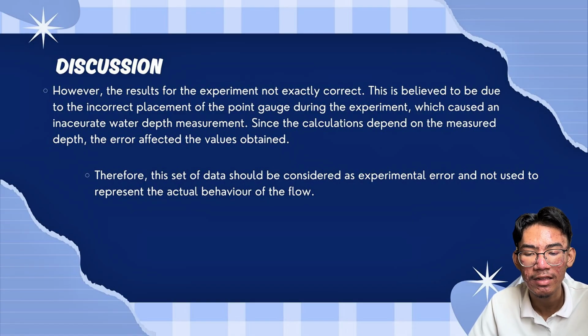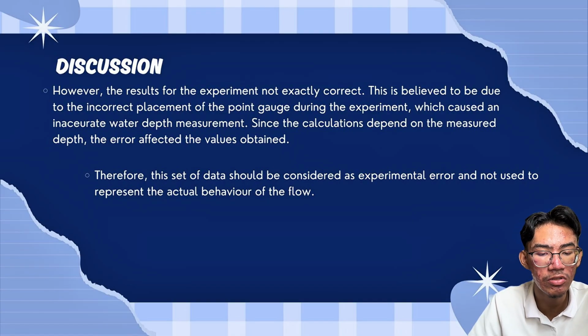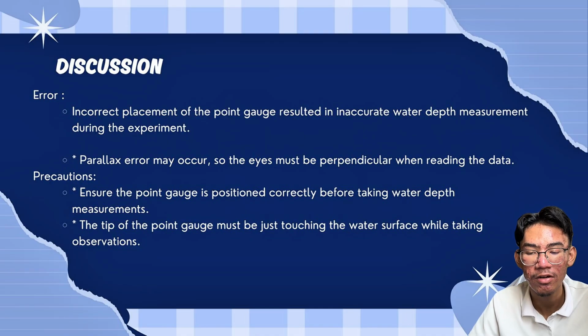Therefore, this set of data should be considered as experimental error and not used to represent the actual behavior of the flow. As error for this experiment, incorrect placement of the point gauge resulted in incorrect water depth measurement during the experiment. Parallax error might also occur, so the eye must be perpendicular when reading the data.